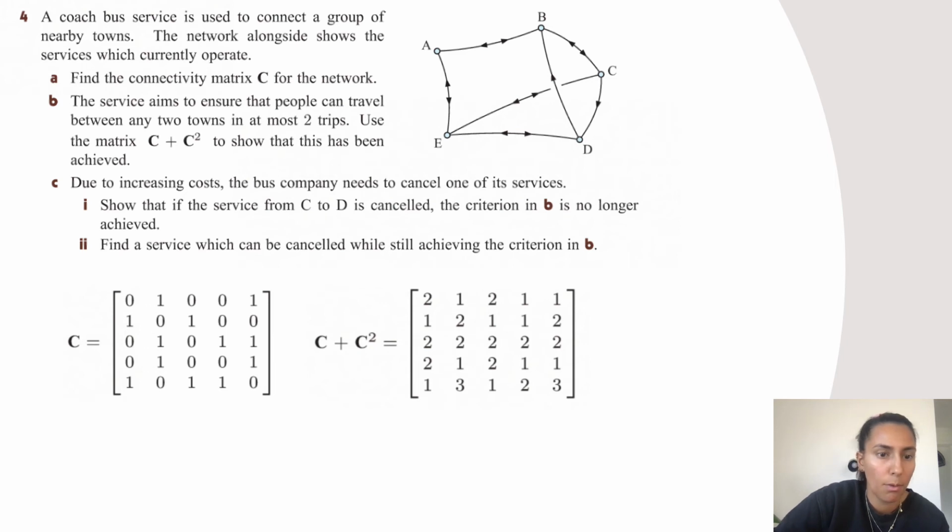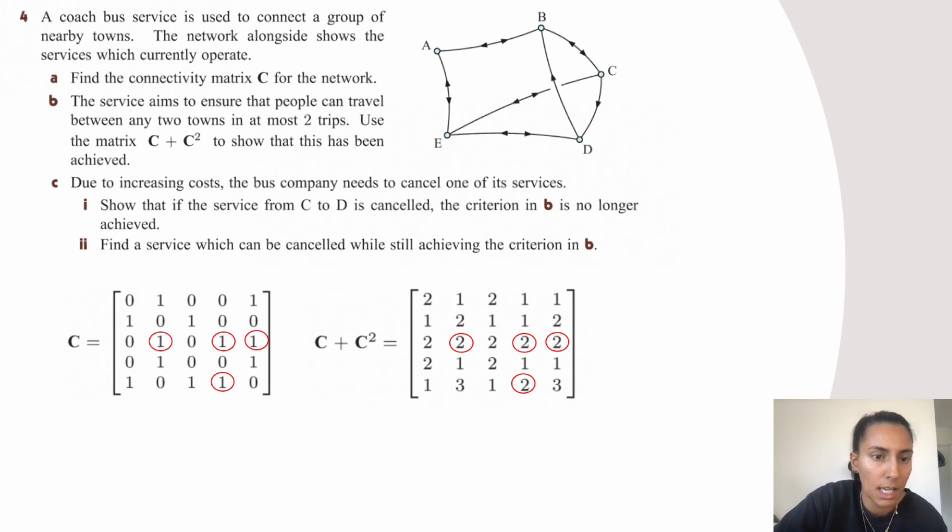So if I have a look at all these ones here, I've got 1, 2, 3, 4, and match them up to my C plus C squared matrix. So I really need my initial connectivity matrix and then my C plus C squared. So I need my matrix from A and my matrix from B.